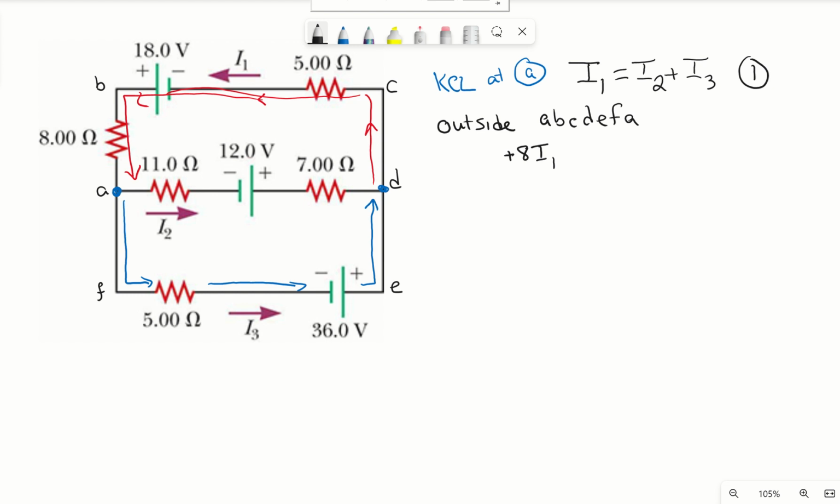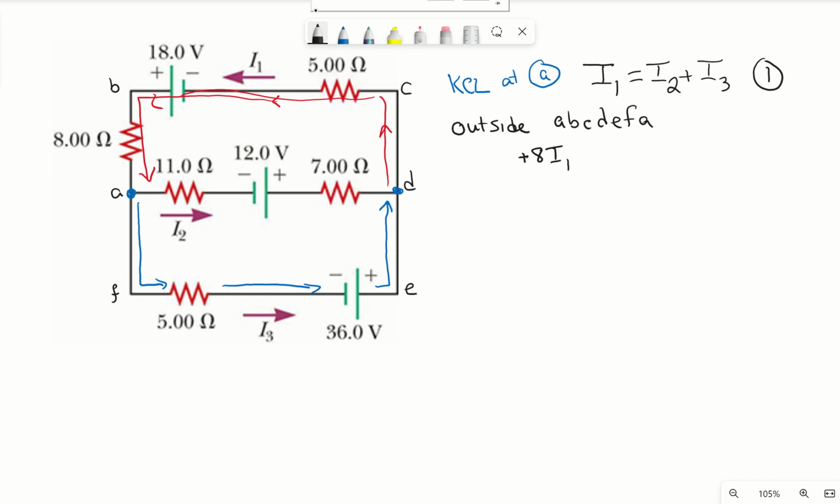Then from B to C, I go first of all through that 18 volt battery towards the negative terminal, so it's going to be minus 18 volts. Then I go through the 5 ohm resistor again in the opposite direction to the current, I1, so it's going to be plus 5 I1. And from C to D, there's nothing. From D to E, there's nothing. Then from E to F, I go through that 36 volt battery in the negative direction. So I go minus 36 volts.